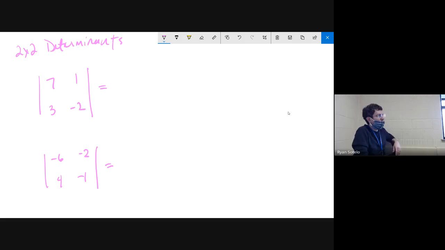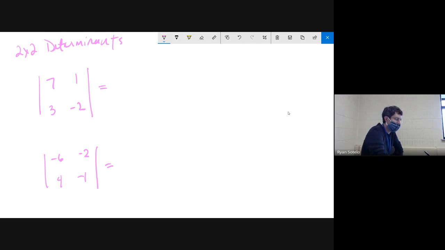Okay, who remembers how to find a 2x2 determinant? It was just a little algorithm. It's 3 times 1 minus 7 times -2. Almost. You had it. It's not this minus this. It's the other way. It's this minus that. So it'll be 7 times -2 minus 1 times 3. Does that make sense?